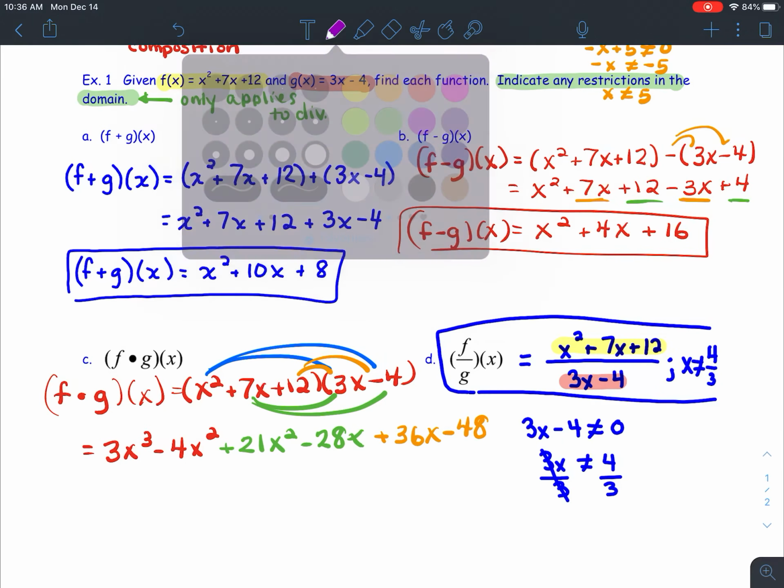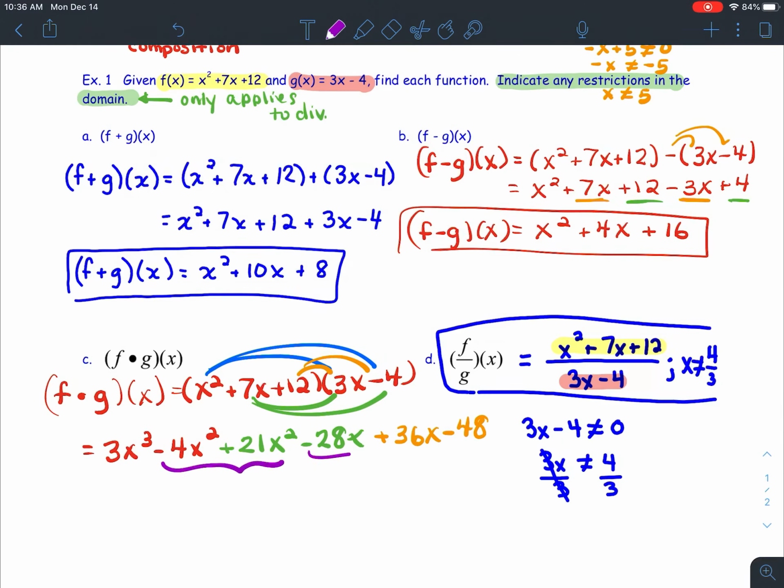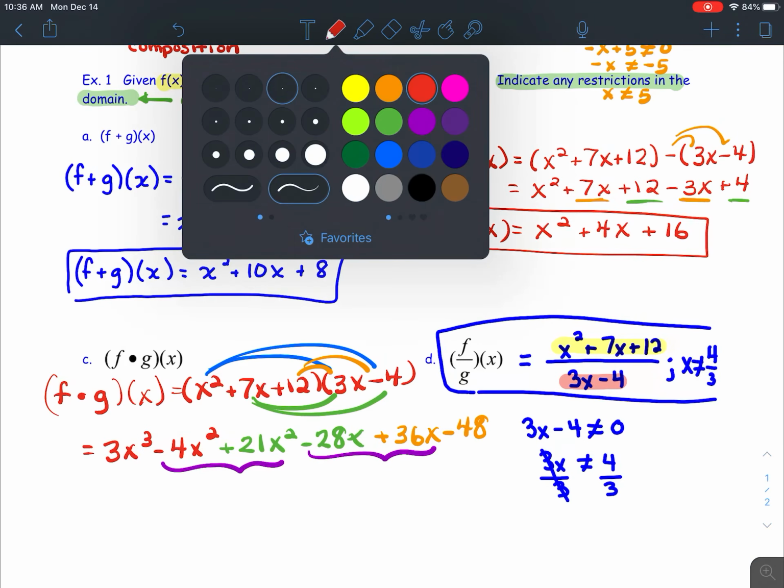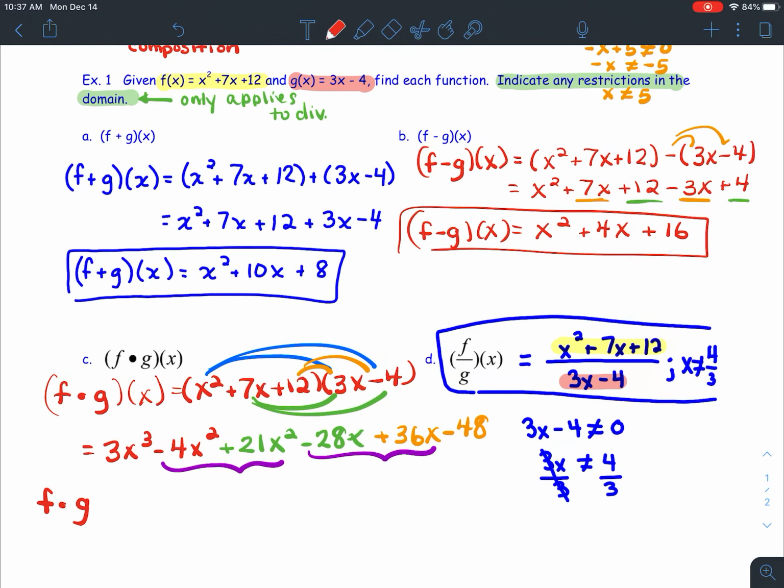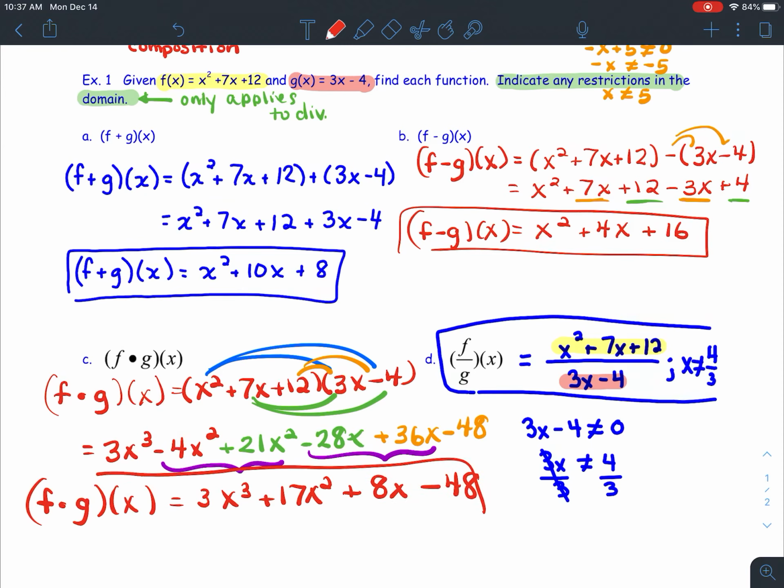Again, we want to go through and combine anything that are like terms. I believe those are the things that we could combine together. I'm going to label this f times g, and we get 3x squared plus 17x plus 8x minus 48 as our answer. We're going to spend most of our time here, though, looking at composition.